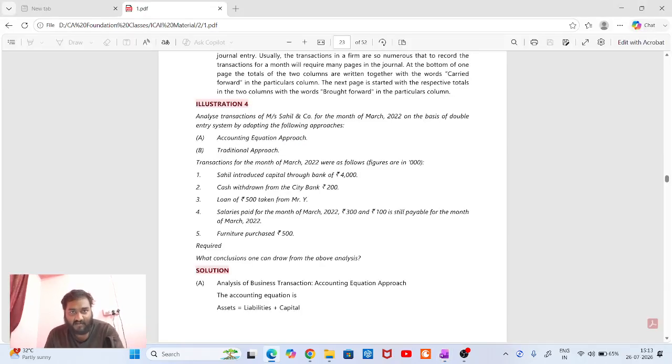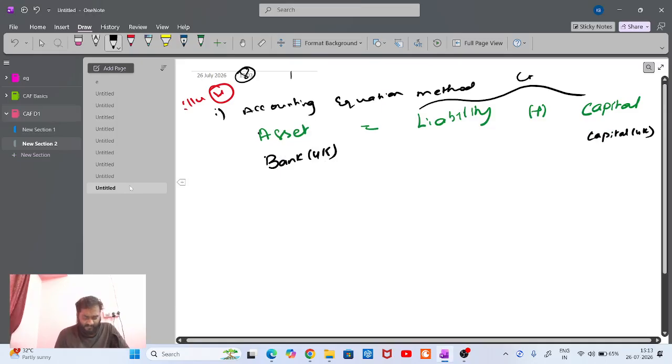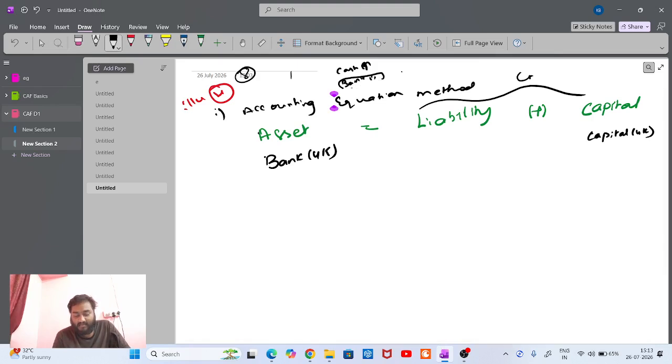Okay. Cash withdrawn from Citibank. Cash withdrawn from Citibank means cash balance increases and bank balance reduces, right? Bank is an asset. Bank balance is a debit balance. In order to reduce the debit, we need to credit. This is first one. This is second one. Bank, minus 200, cash 200.